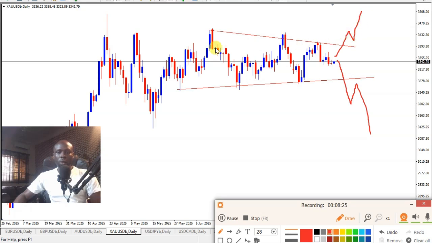So we'll be waiting for price to break out of this wedge before we look at any possible opportunity. If it breaks up to the upside, look at a buy opportunity. If it breaks to the downside, look at a sell opportunity. Because we see price is still in a range for gold USD. So we have no option for gold USD for now.